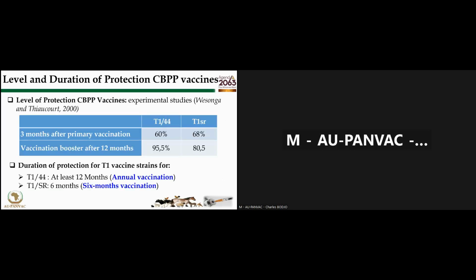In terms of protection level for the two strains, T144 or T1SL, it was shown that with T144 the protection can last up to 12 months, and with T1SL the duration of protection is 6 months. So for T144 an annual vaccination is recommended, and for T1SL we need to repeat the vaccination every 6 months.